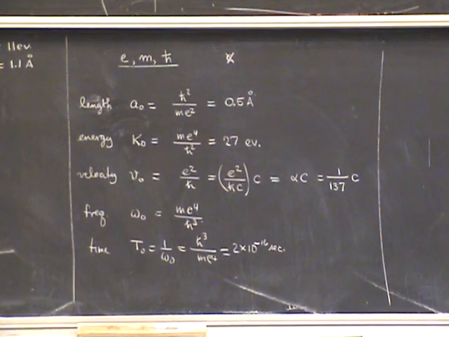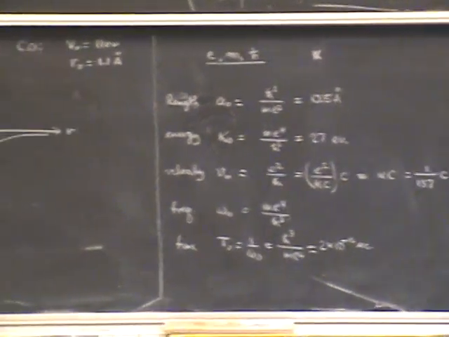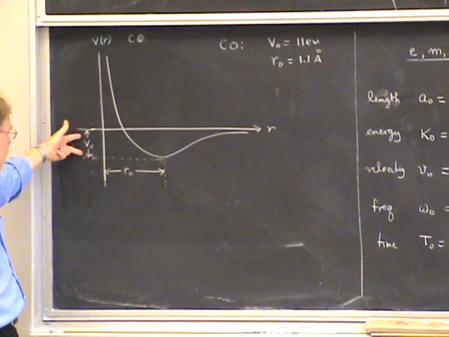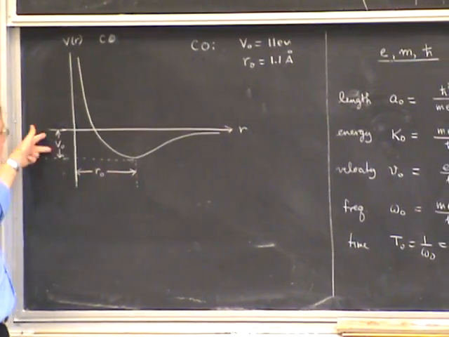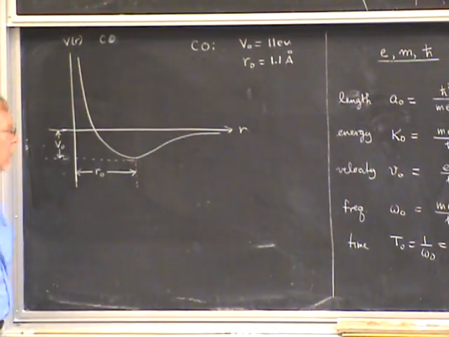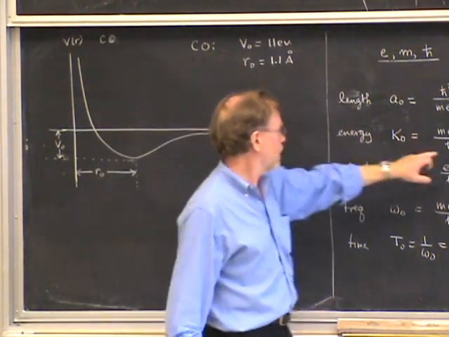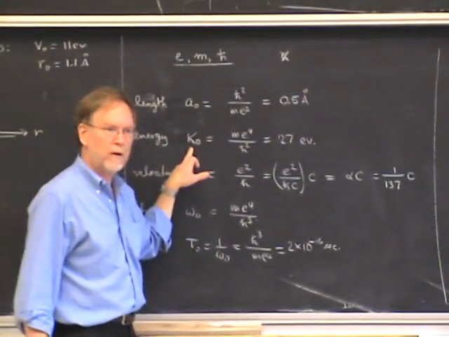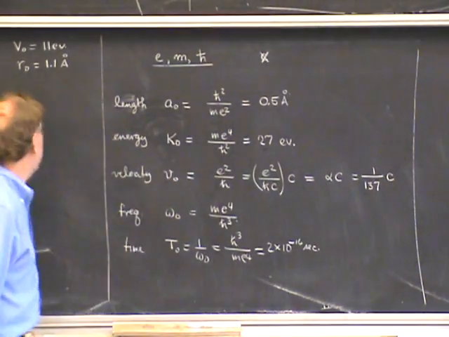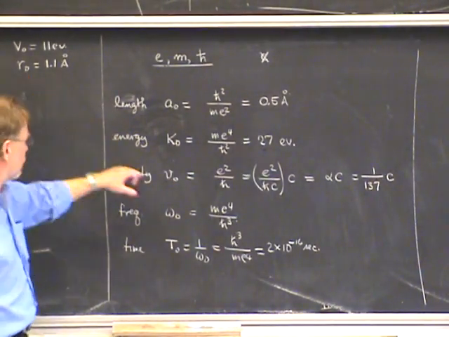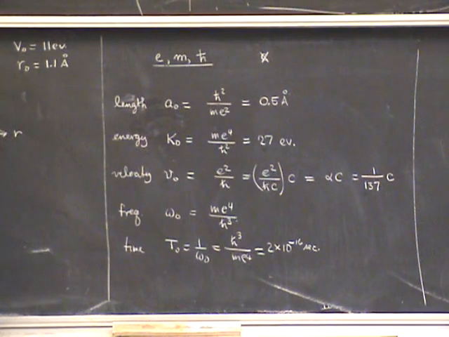Just on the dimensional analysis alone, we would expect that the depth of this well, the carbon monoxide molecule, as well as the radius, should be of the same order of magnitude as these numbers given here. If you look, you see that V0, the depth of the well, is something like 40% of K0, so it's not too badly off. And you see that the radius is about twice, a little more than twice, the Bohr radius. So within a factor of 2 or so, it's actually not too bad. It gives you the right order of magnitude.